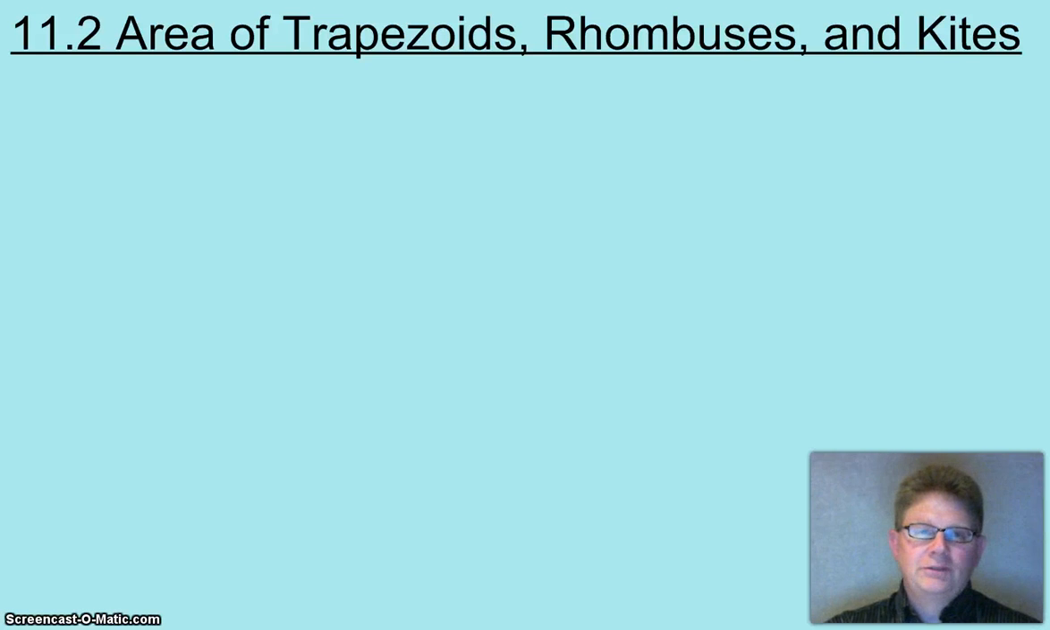Welcome to Honors Geometry Lesson 11.2, the areas of trapezoids, rhombuses, and kites. All of these formulas are actually based on finding the area of a triangle. So let's get right at it. Area of a trapezoid.